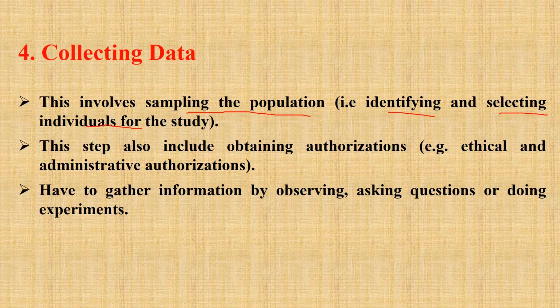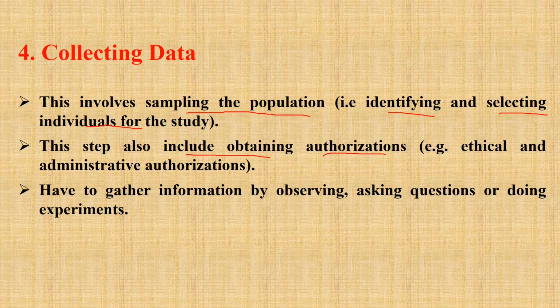This step also includes obtaining authorization, okay? So this is especially when you have to work with animals or with human subjects, okay? You have to obtain something like an ethical clearance or an ethical authorization. That means you have to submit your project to an ethical committee. They will evaluate it and see that it does not pose great risk to the human population, and then they will give you an ethical clearance to tell you you can go on with your study, okay?